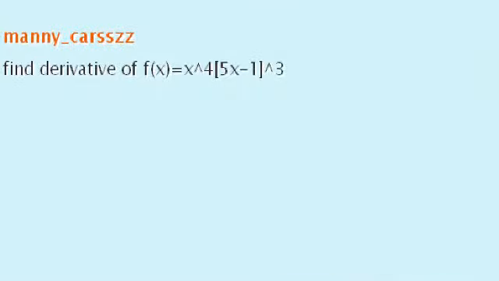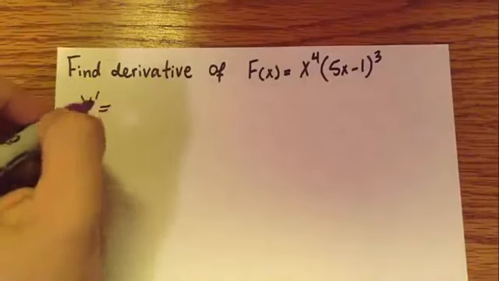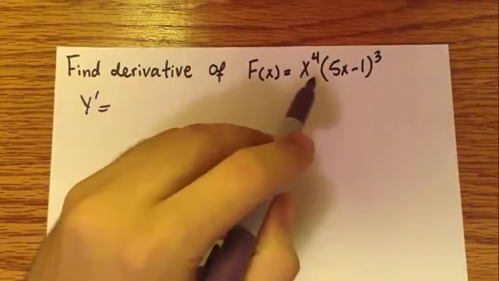Alright, so in this video we're going to tackle another derivative problem. This one's a bit more complicated than the previous example. In this problem we have to use the product rule in conjunction with the chain rule. It says find the derivative of f of x equals x to the fourth power times (5x minus 1) cubed. Alright, so y prime equals, let's use the product rule first.